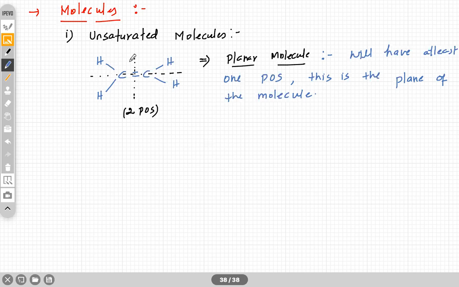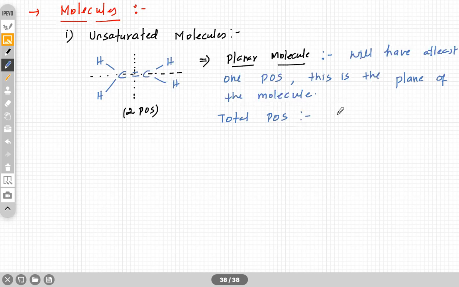Now suppose I replace the hydrogen with any other element. Then if I ask you the total number of planes of symmetry, the total POS, what would it be?